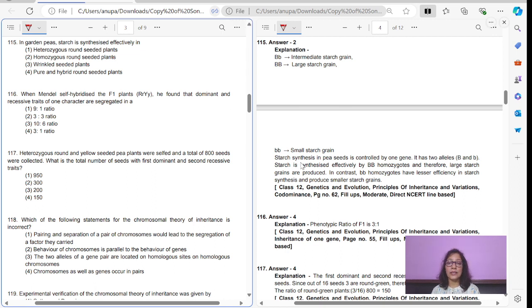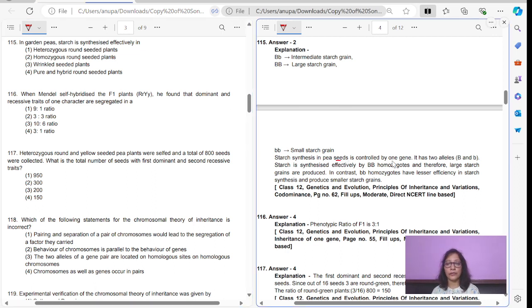So we know that starch synthesis in pea seeds is controlled by one gene. It has two alleles, that is capital B and small b. Starch is synthesized effectively by BB, that is dominant homozygotes, and therefore large starch grains are produced. In contrast, bb, that is recessive homozygotes, have lesser efficiency in starch synthesis and produce a smaller starch grain. It means that Bb will produce intermediate starch grain, capital BB will produce large starch grain, and small bb will produce small starch grain.